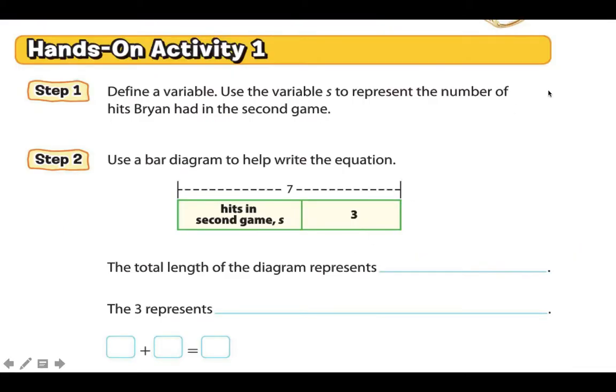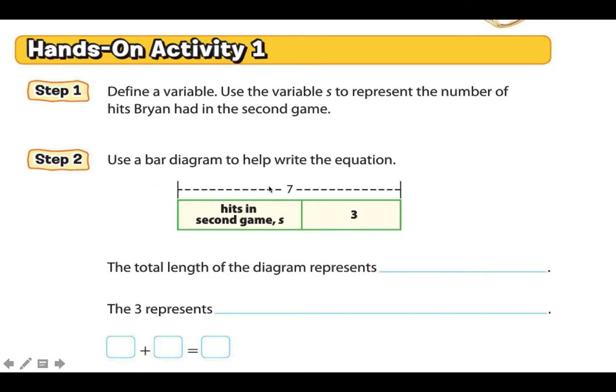So in the first hands-on activity, we're going to use a bar diagram. But first, we want to define our variable. In every equation, there are variables. So we want to define ours. We're going to use the variable S to represent the number of hits Brian had in the second game. So S for second game.